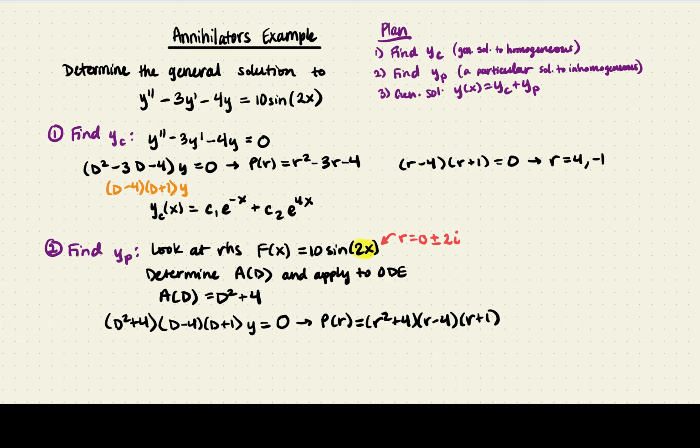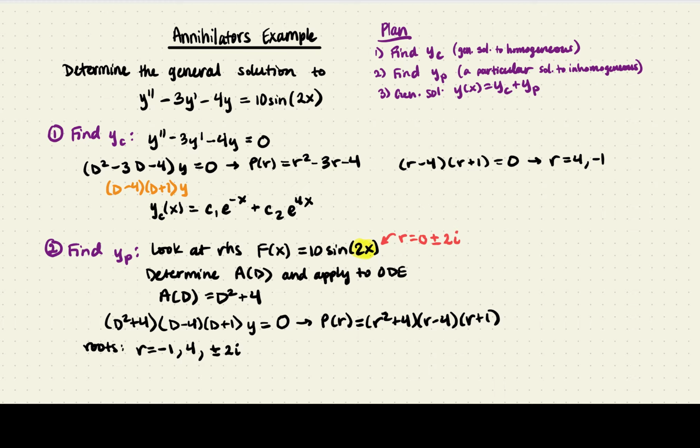The roots of this polynomial are r equals -1, 4, and plus or minus 2i. So we get the same roots that we started with in our homogeneous problem. Remember, we had 4 and -1. But we also pick up new roots from the annihilator operator, plus or minus 2i.